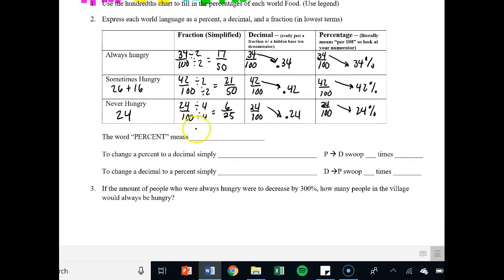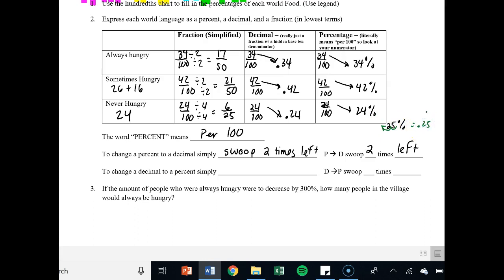So the word percent literally means per 100. To change a percent to decimal, you simply swoop 2 times left. So P to D swoop 2 times left. For instance, if I wanted to go 25% to a decimal, I just go once, twice, and it would equal 0.25, right?